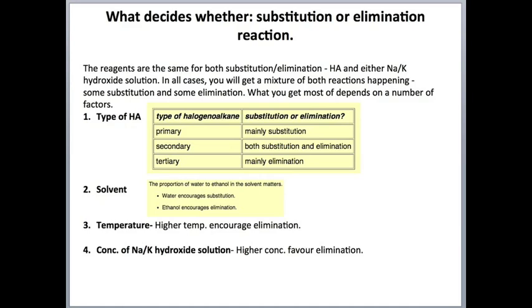So again, this summarizes it. So if you have a primary halogenoalkane, you're more likely to get mainly substitution, secondary a mix of both, and for tertiary mainly elimination. But you can also alter the solvent, the temperature and the concentration, which we'll discuss now.